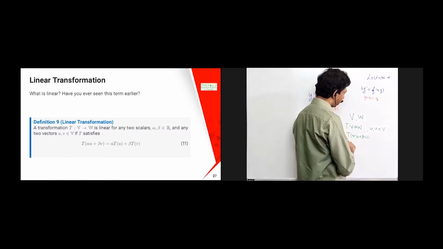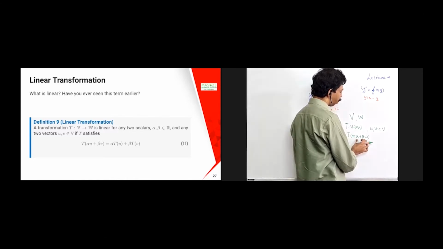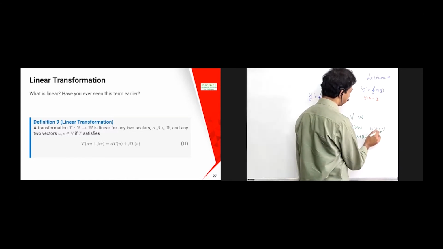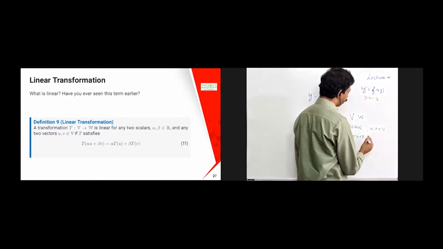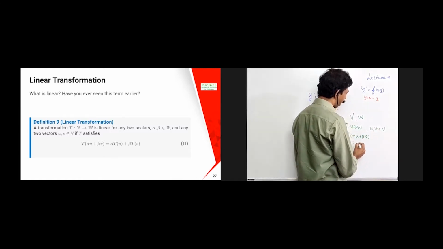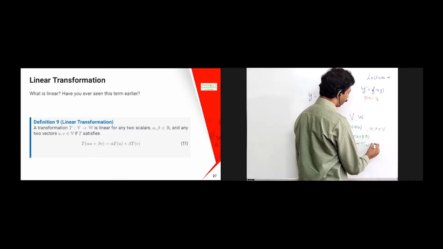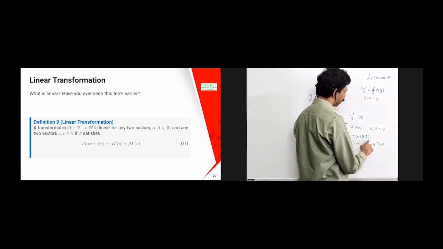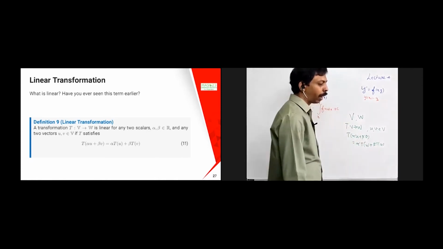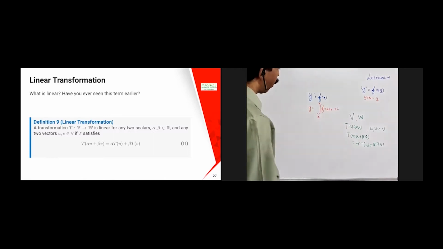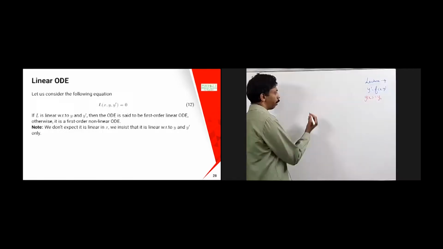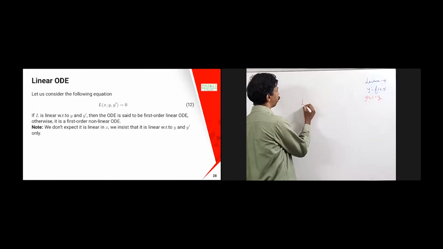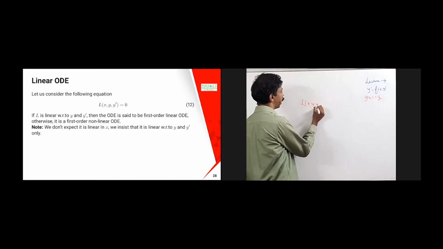Now take the linear transformation for this expression, alpha U plus beta V. Then you have to find alpha of T of U plus beta of T of V. So this expression should be valid: T of alpha U plus beta V should be equal to alpha into T of U plus beta into T of V. If this equation is valid, then we say that T is a linear transformation.